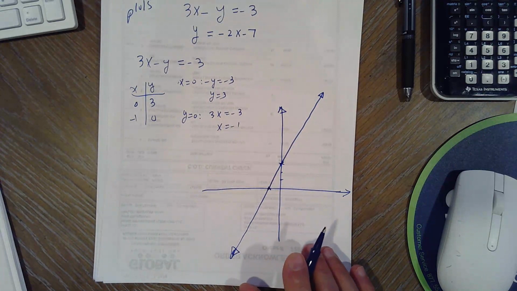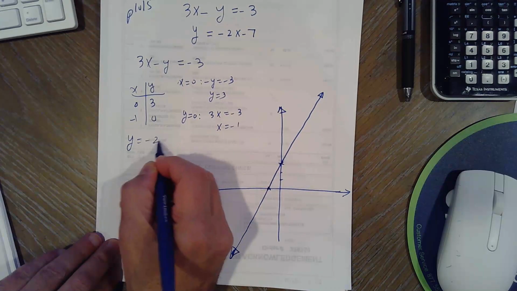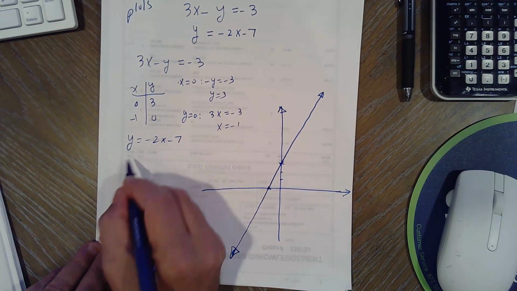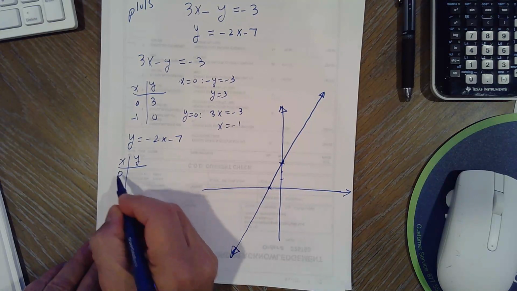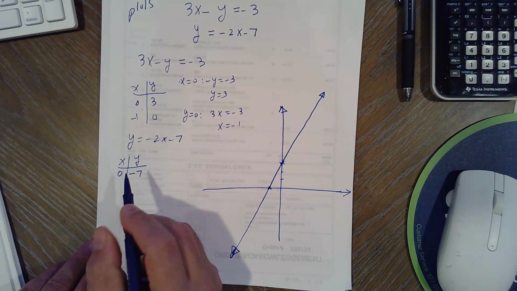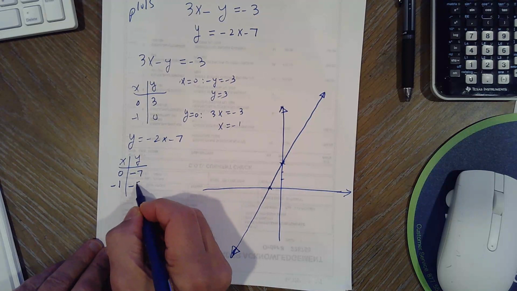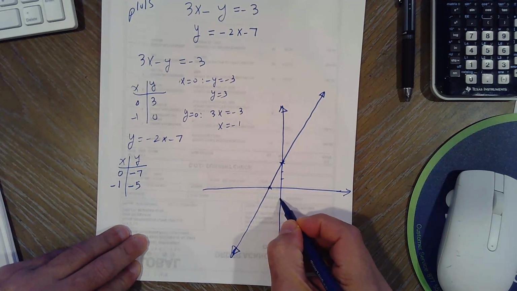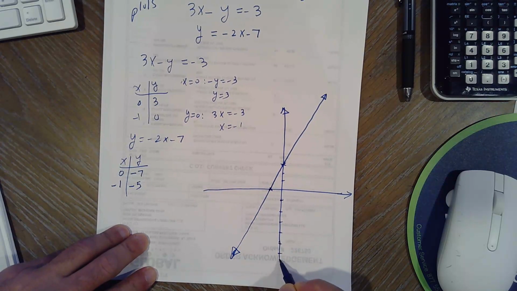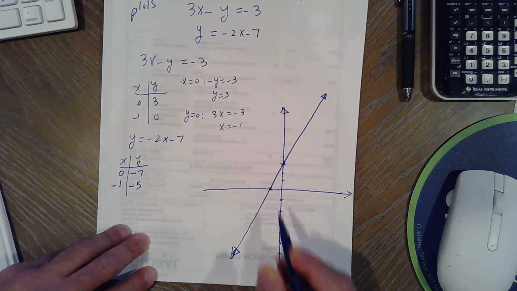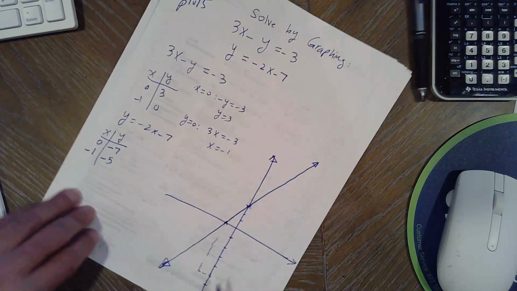Then the second line, y equals -2x minus 7. Again, let's make a t-table. When x is 0, y is -7. When x is -1, you get 2 minus 7 is -5. So 0, -7, -1, -5.